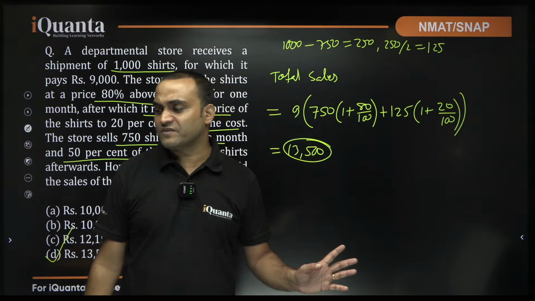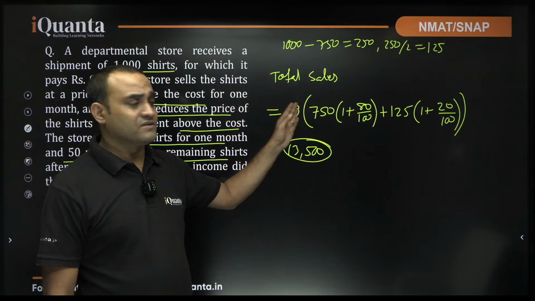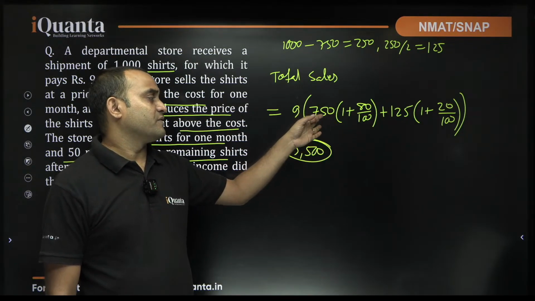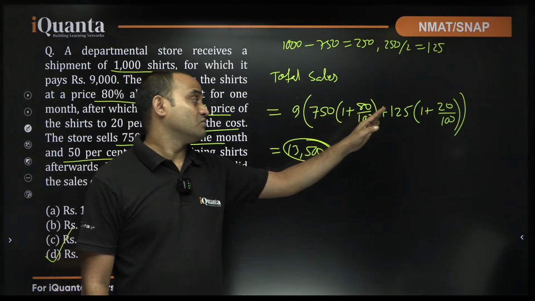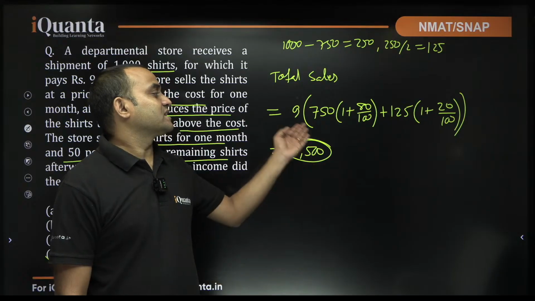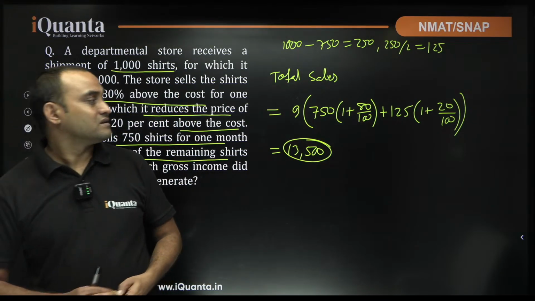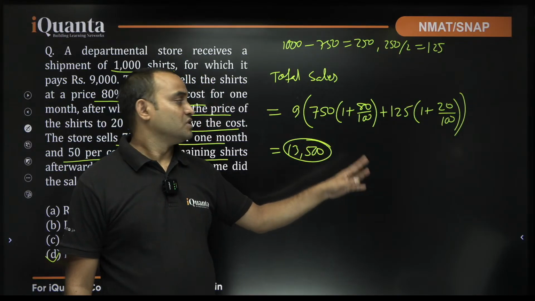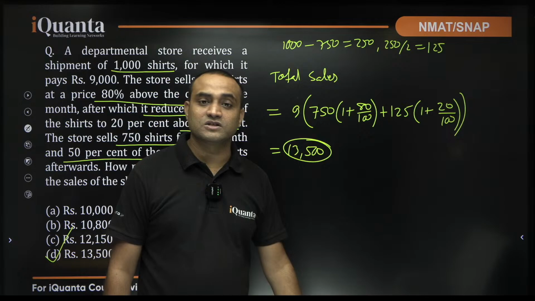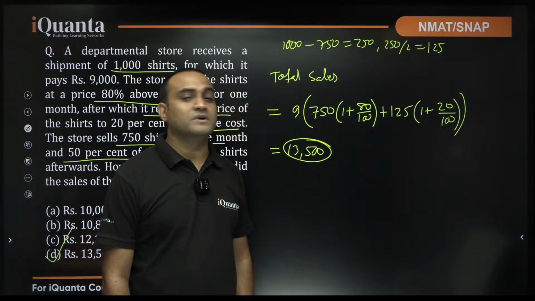Now, calculation is very easy, it is not very difficult. First of all, in this case, I have taken the cost price common because it will be 9 rupees. You can write 750 into 9 into 1.8, then 125 into 9 into 1.2. So, take the 9 common, and then rest you can take the common 125 as well, and then it will be very easy to solve. You can take 125 common, right, and then you get to solve this very easily. This will become 9 and this will become 1.2.